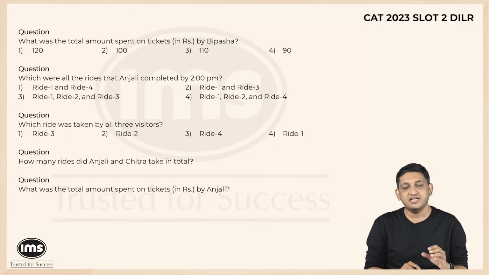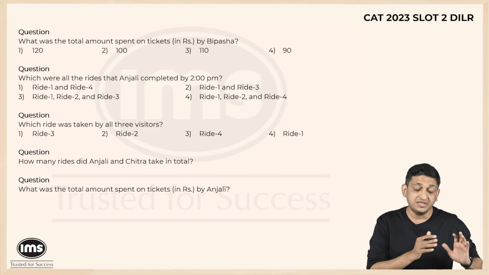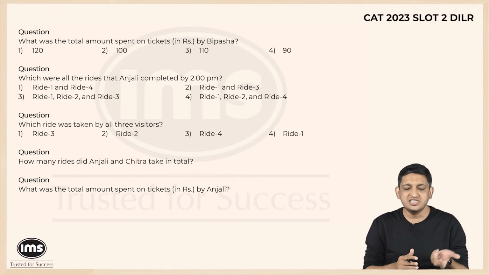We just have to understand which ride a particular person was present on at a particular time, what was the amount paid, and so on.